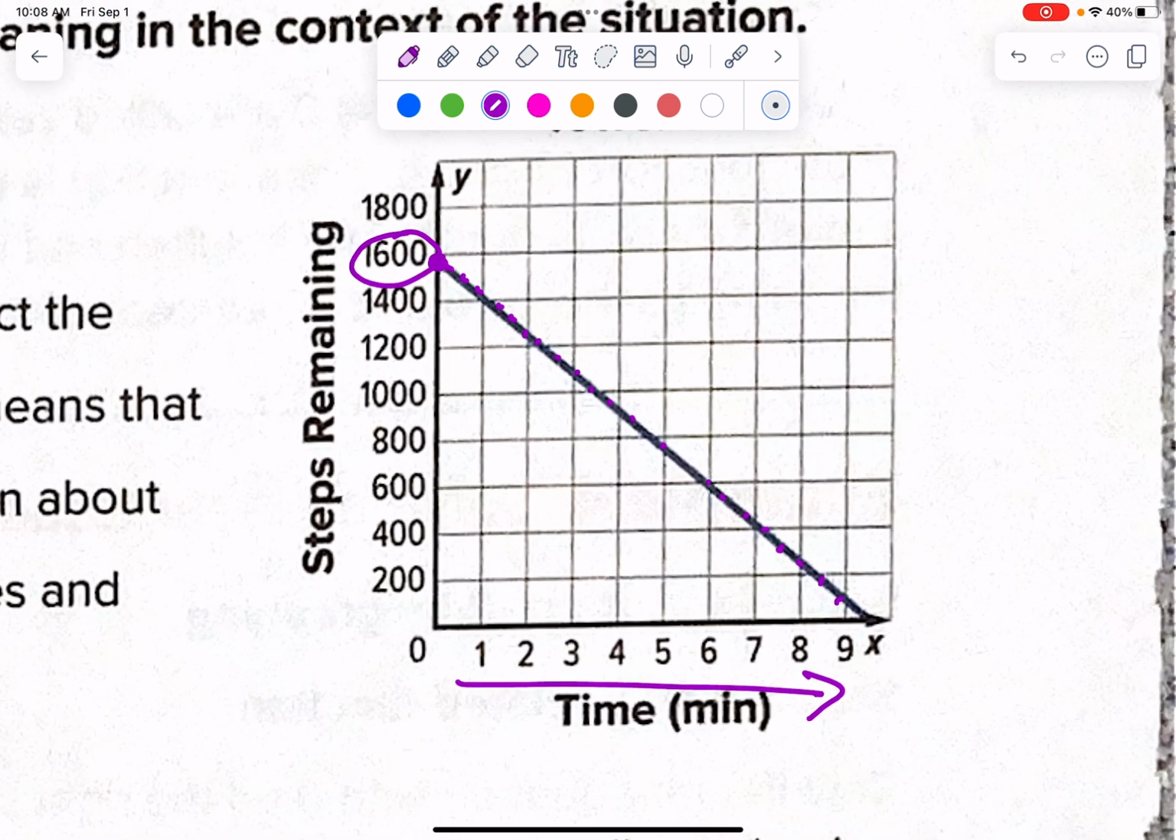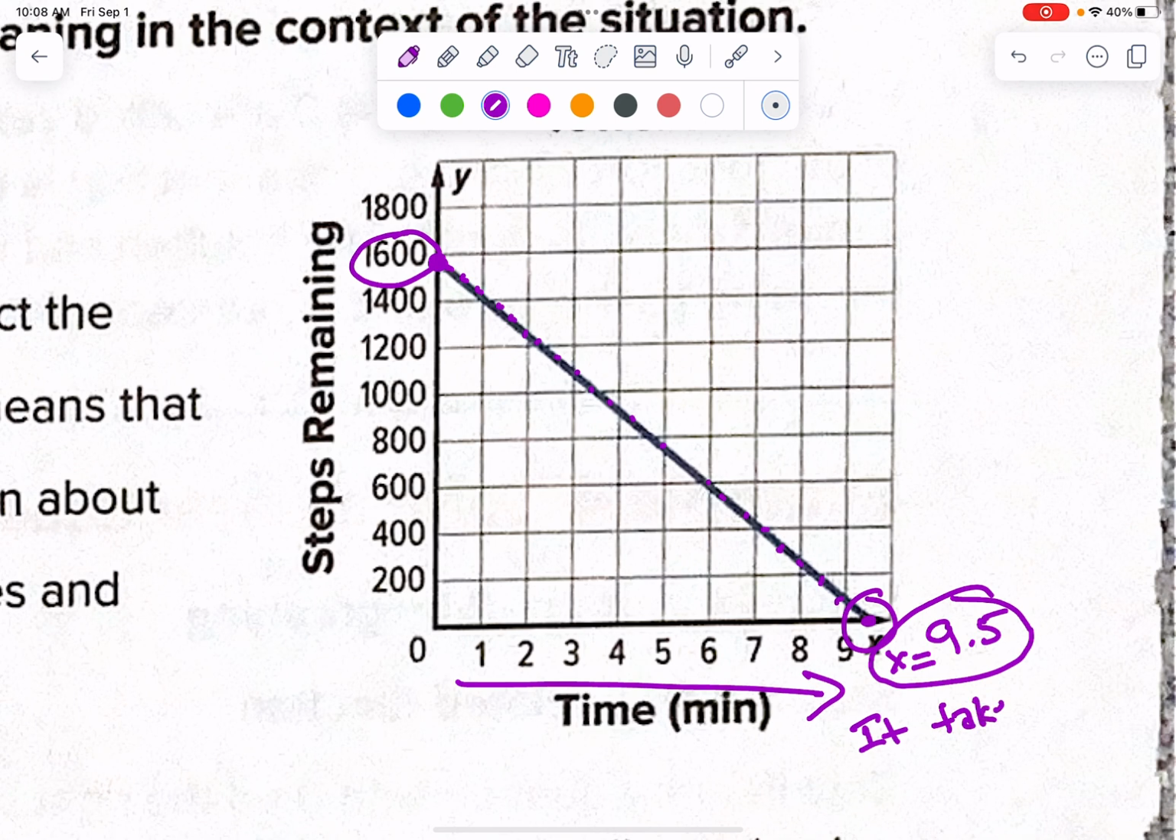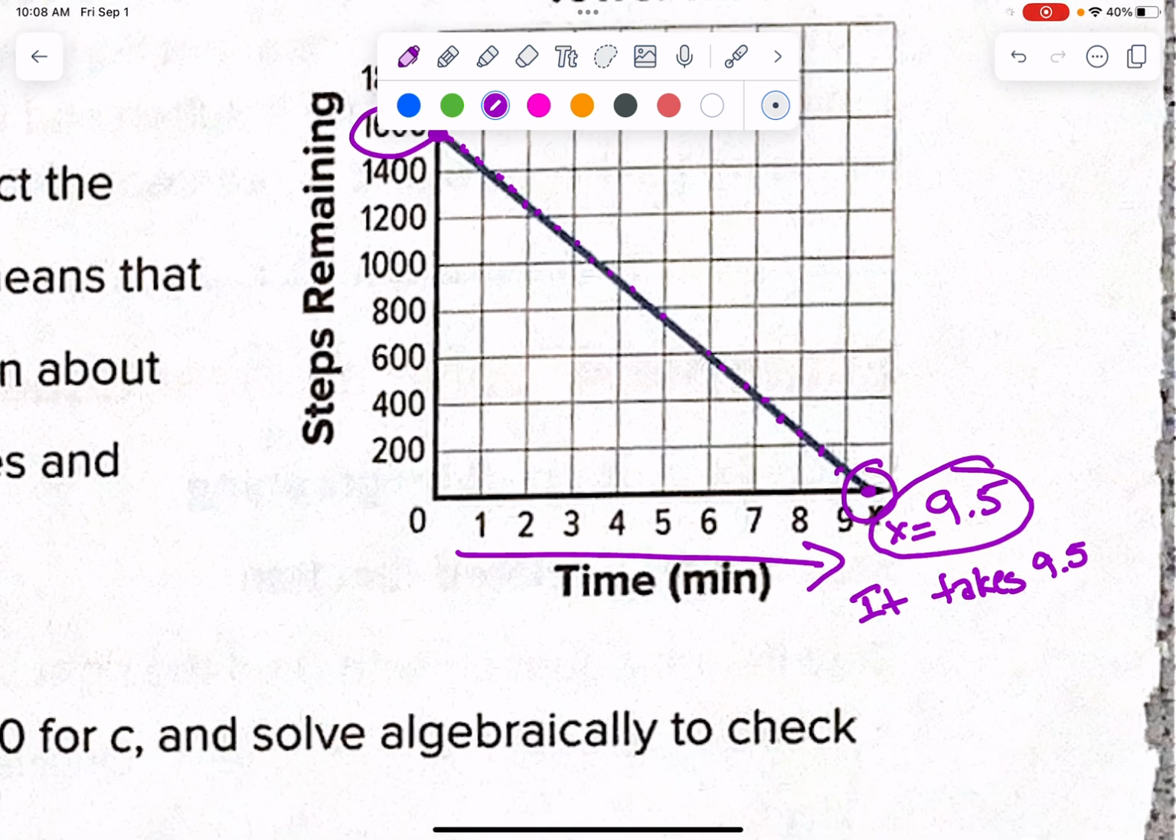The 0 is going to be over here. So it's like maybe 9.5, right? That is what x will be. x was 9.5. And then what does that mean? What does 9.5 mean? That means that it takes him, not the average person. It would take me longer than 9.5, maybe 9.5 hours to do that. It takes him 9.5 minutes to complete the stair challenge. Okay, so that's the interpretation of that.